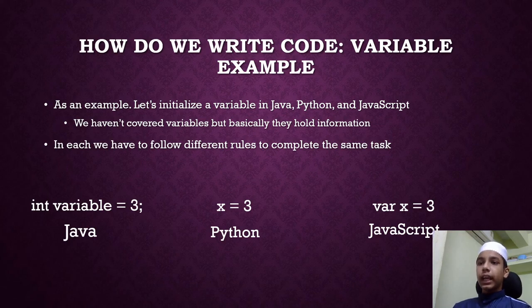Variable example. As an example, let's initialize a variable in Java, Python and JavaScript. We have not covered variables, but basically they hold information. In each, we have to follow different rules to complete the same task. In Java it will be like this: int x = 3, and after that a semicolon in Java. But in Python, we can give x = 3, and in JavaScript we can give var x = 3.